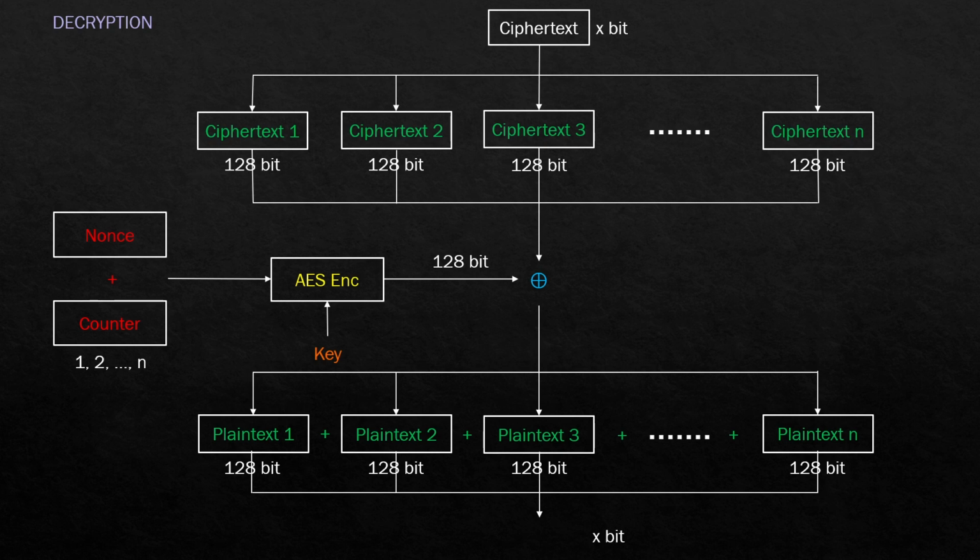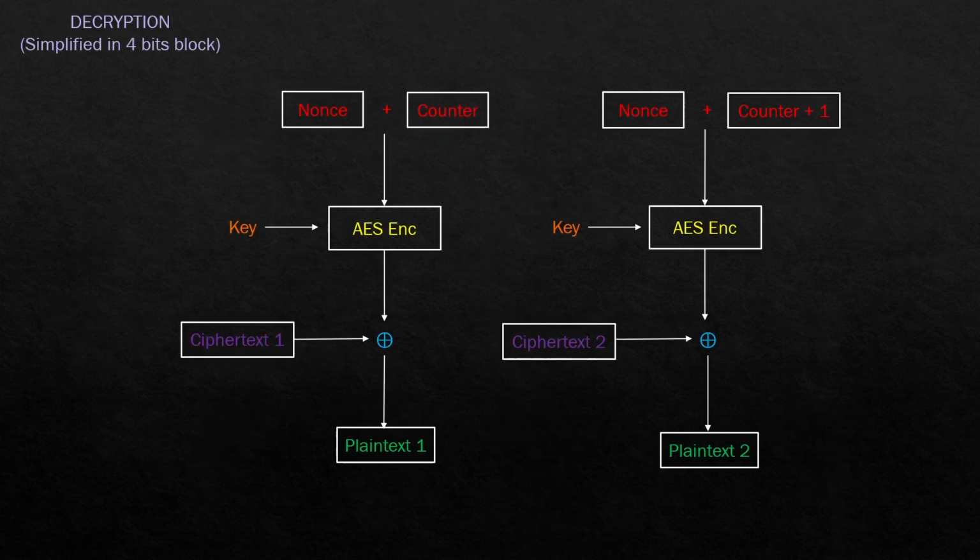The cipher text is broken down into cipher text blocks. It is then XOR with the output from the AES encryption, producing the plain text block. Lastly, the plain text blocks are combined, producing the whole original plain text. Here comes the demonstration. The nonce, 11, is combined with the counter, 00, and is encrypted with the key, 1110, using the AES block cipher. It then produces the output of 0110.